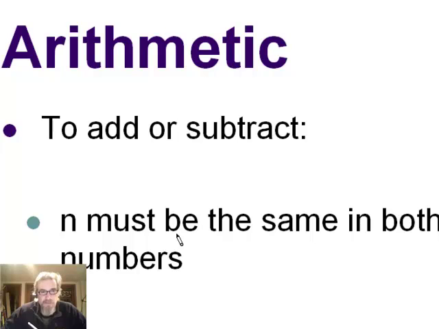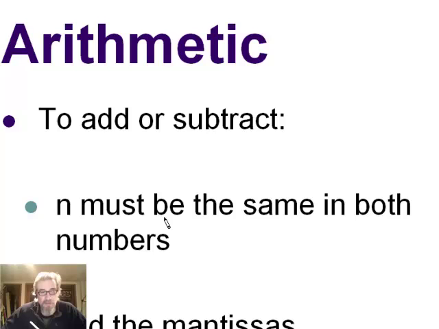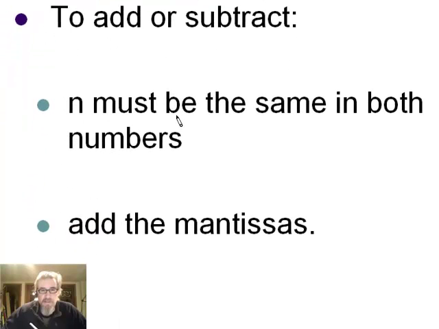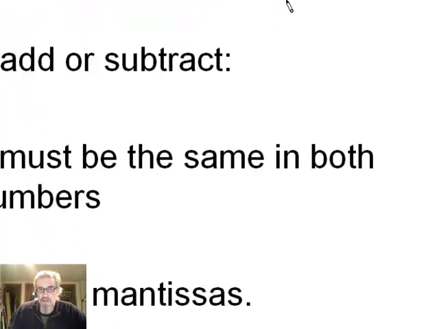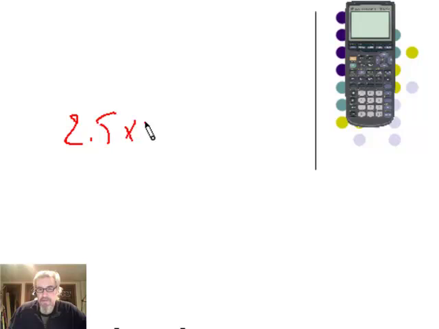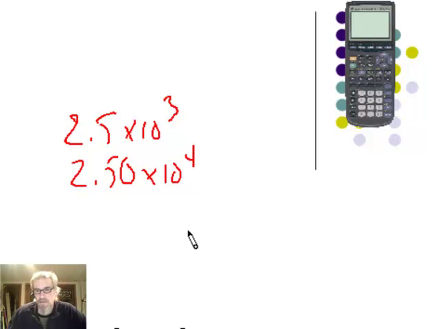If you're going to add or subtract some numbers, the exponents in both of the numbers have to be the same number. It's like comparing apples to oranges if they aren't. Once that happens, then you just add the mantissas. For example, let's say I was going to add 2.5 times 10 to the third to 2.50 times 10 to the fourth. It turns out that you're going to get better results if you have both of these numbers in the higher of the 2 exponents.